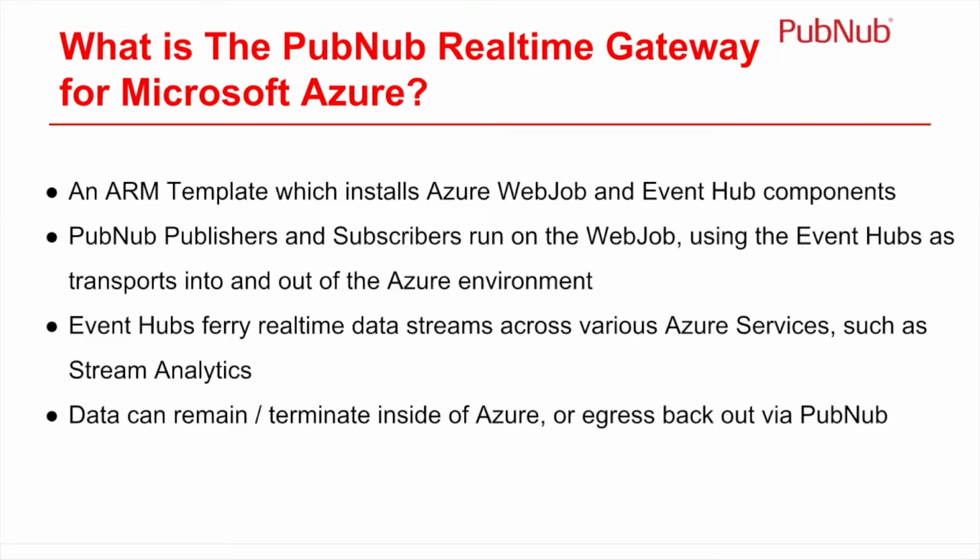So what is the PubNub Realtime Gateway for Microsoft Azure? It's an ARM template which installs Azure WebJob and Event Hub components. It provides PubNub publishers and subscribers to run on the WebJob using the Event Hubs as transports into and out of the Azure environment. The Event Hubs ferry real-time data streams across various Azure services, such as Stream Analytics. And the data can remain or terminate inside of Azure or egress back out via PubNub.